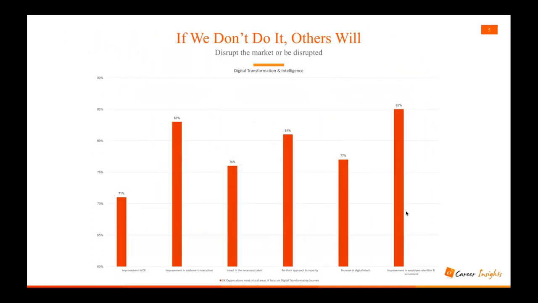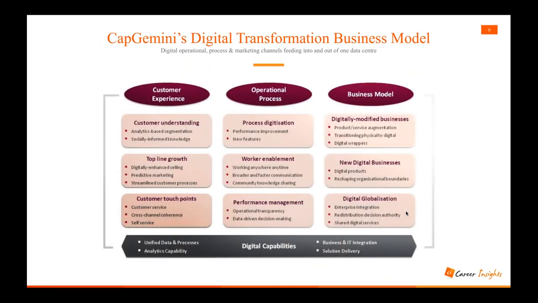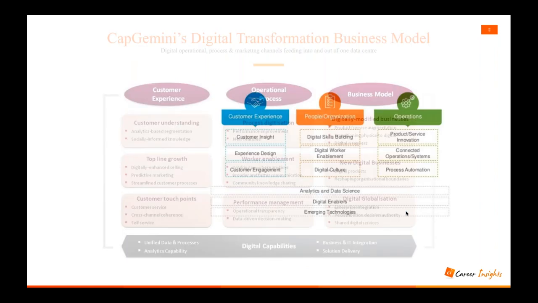So what was important to us? We looked at the three pillars. Customer experience: how do we use digital capabilities to improve customer experience? How do we use digital capabilities to improve operational process? And how do we use digital capabilities to improve our overall business model? So this is the strategy definition side of things, okay?